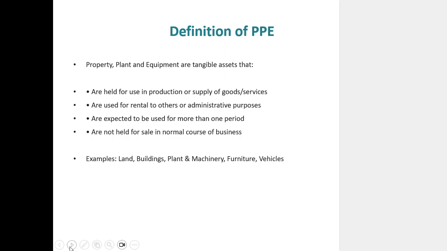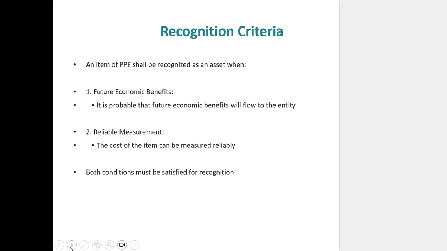Definition of PPE: property, plant, and equipment are tangible assets that are held for use in production or supply of goods and services, are used for rental to others or administrative purposes, are expected to be used for more than one period, and are not held for sale in the normal course of business. Examples: land, building, plant and machinery, furniture, vehicles.